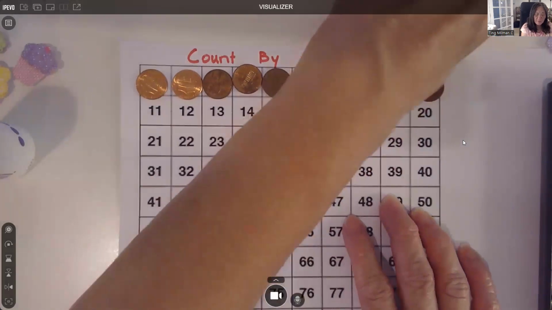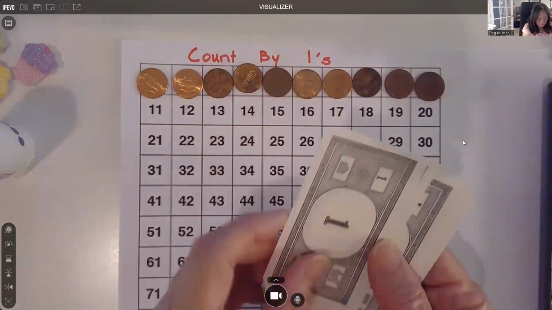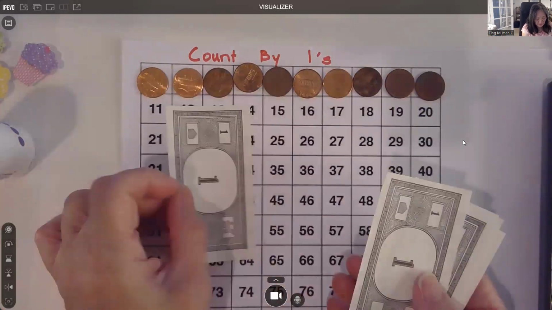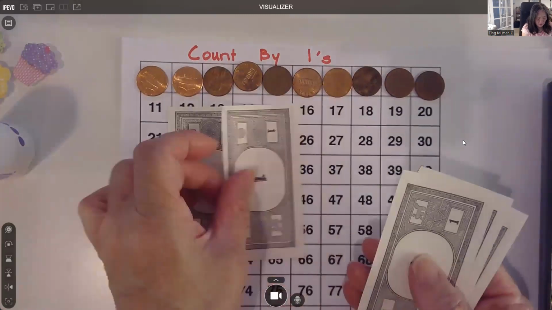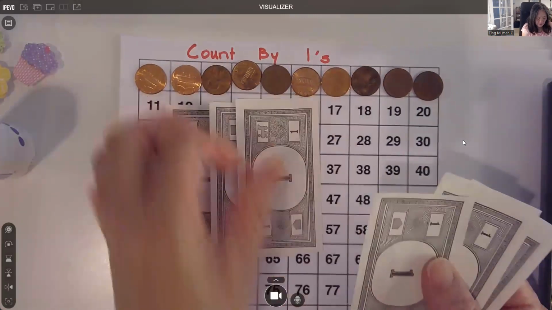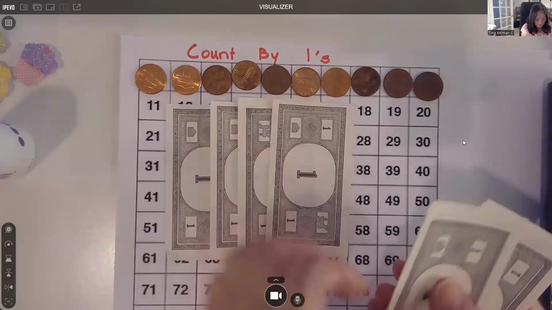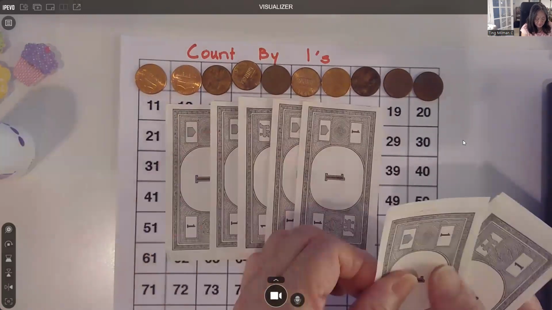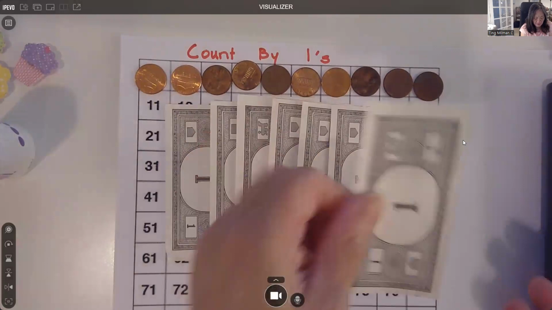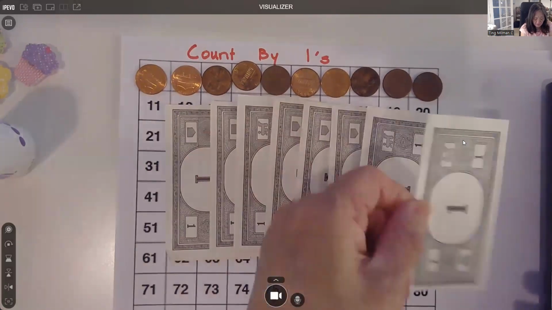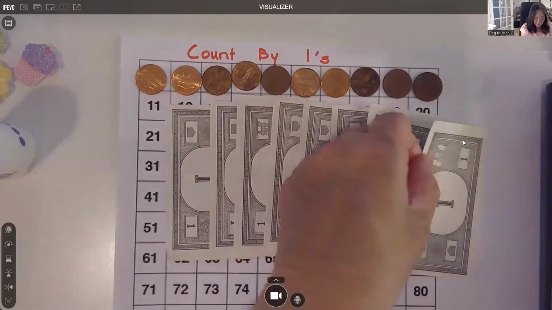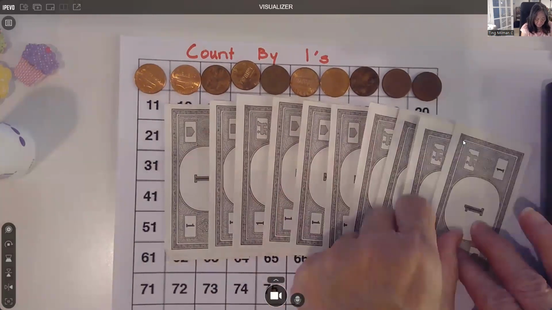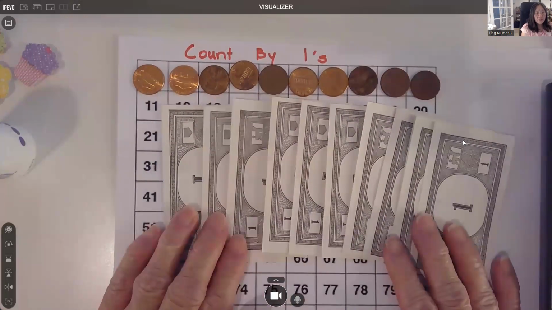And we also have $1 bills. We have 1, 2, 3, 4, 5, 6, 7, 8, 9, and then 10. All right, so there are 10 $1 bills.